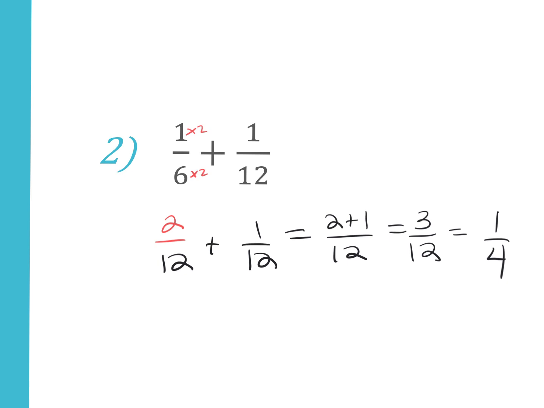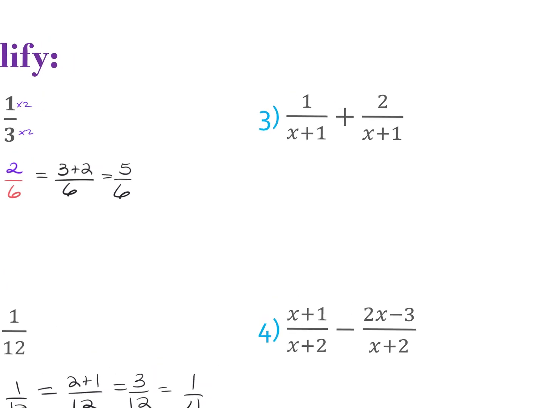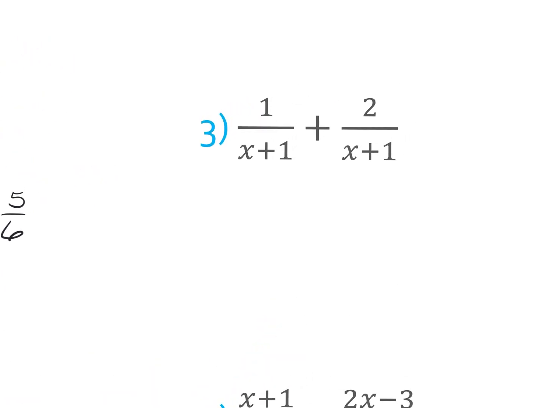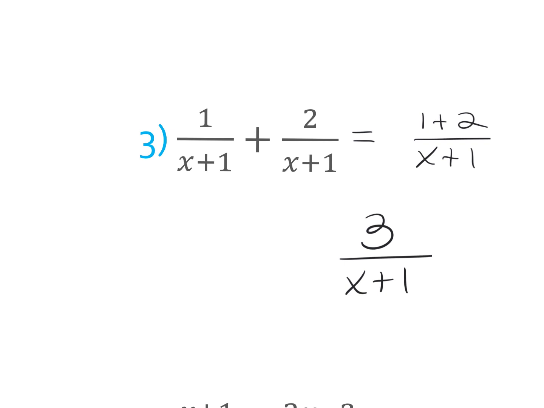So for example number 3, we now have an expression that is our denominator, but notice it's already in common. It's the same. So I'm going to go ahead and just add my numerators because it already has the LCD. It's x plus 1, and then I just add 1 plus 2. So my final answer is 1 plus 2 is 3 over x plus 1.